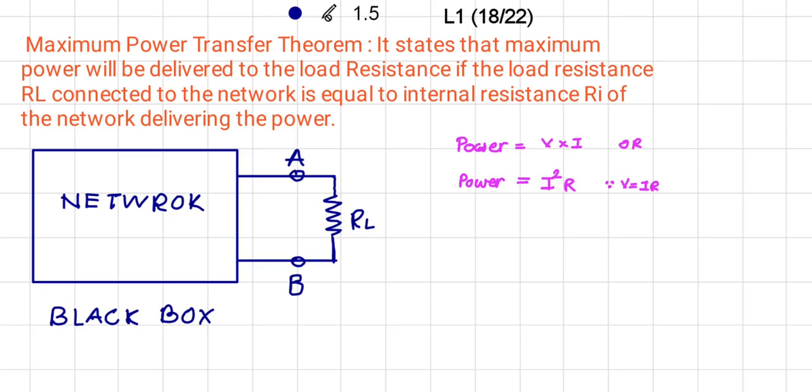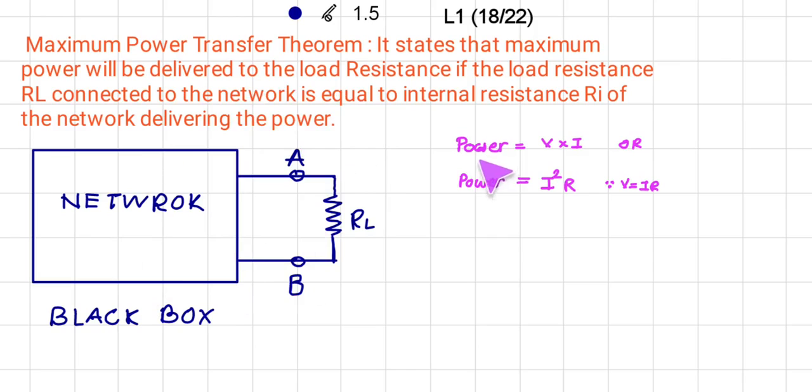According to the statement of the maximum power transfer theorem, the maximum power will be delivered to the load resistance if the load resistance RL connected to the network is exactly equal to the internal resistance Ri of the network delivering the power. So what does it mean? That we are going to see.